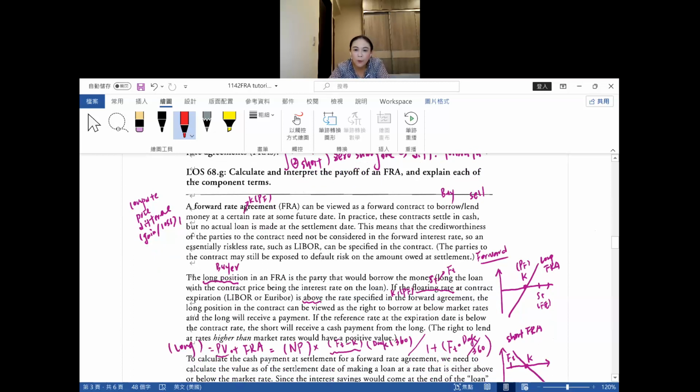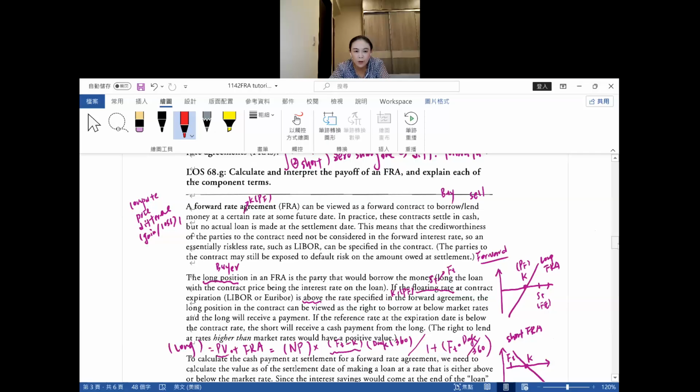A forward rate agreement, FRA, can be viewed as a forward contract to borrow. If you borrow, that means you buy, and later on you pay the interest. So you borrow the money. To lend means you short or you sell, so later on you will receive the interest, on money at a certain rate, which is your K, the delivery price or interest, at some future date.